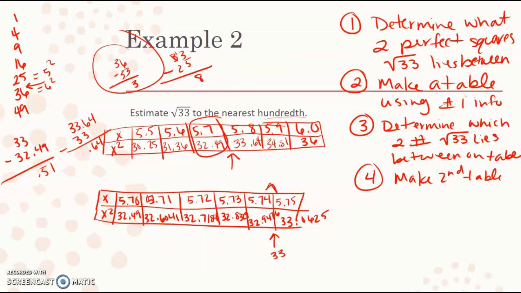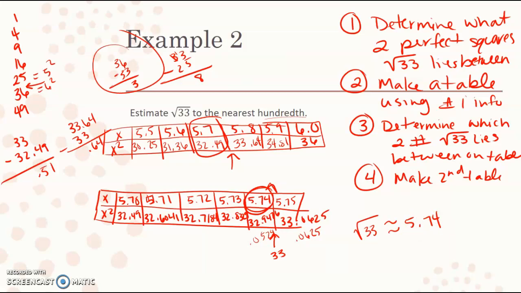And so to know which one I round to, I just round to the one that's closer, right? So I'm going to take 33 minus 32.9476. And when I take that difference, I get 0.0524. And when I subtract from the other, I get 0.0625. And so the closest one would be the fact that the square root of 33 is approximately 5.74.